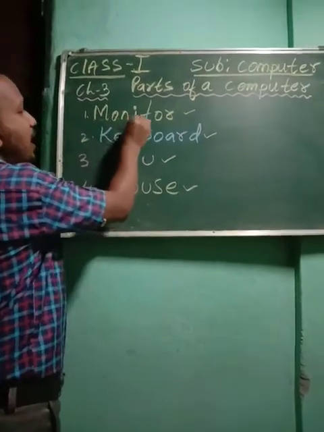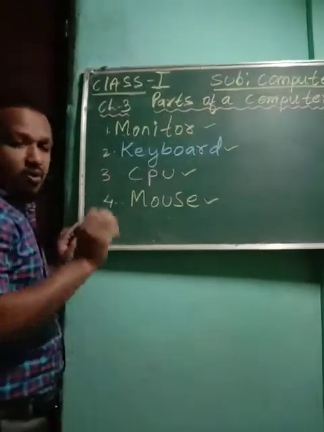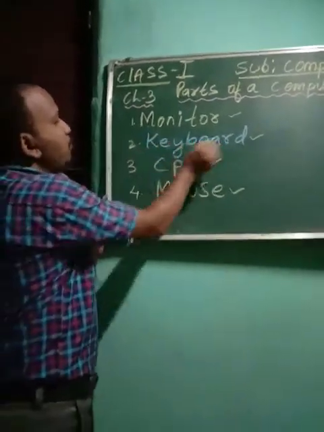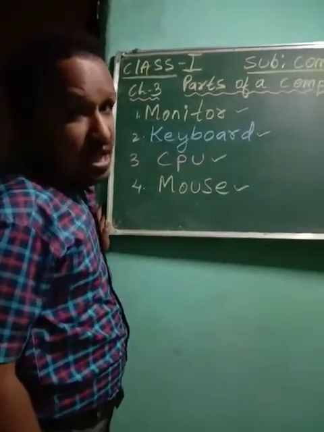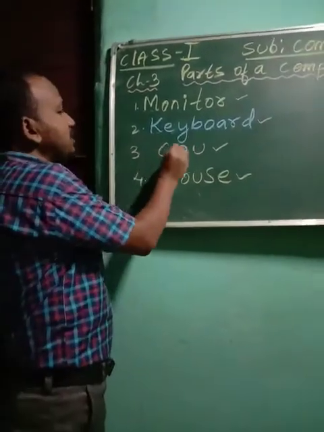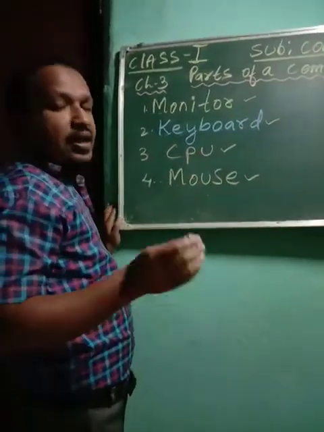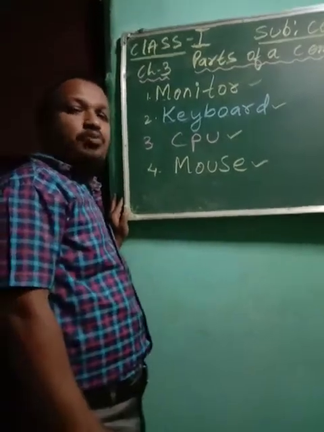What is this? Monitor. It is a monitor. Next, what is this? Keyboard. Key, board. It is a keyboard. What is this? CPU. Okay, its full form is Central Processing Unit.